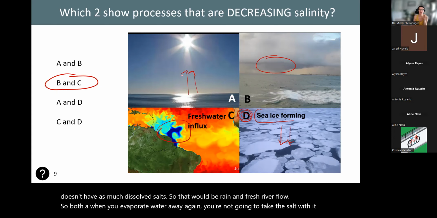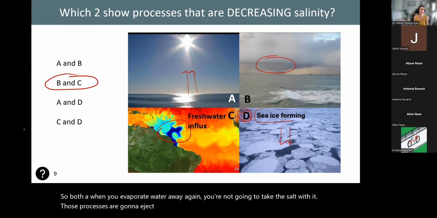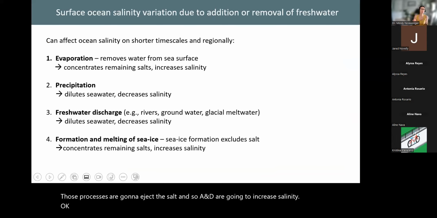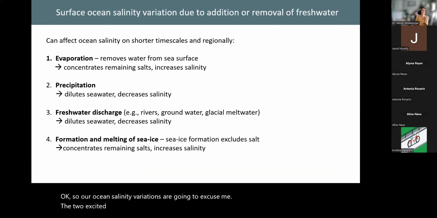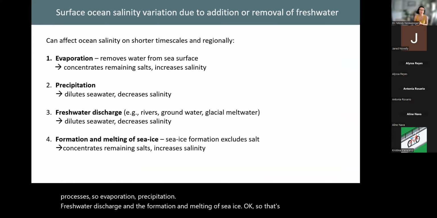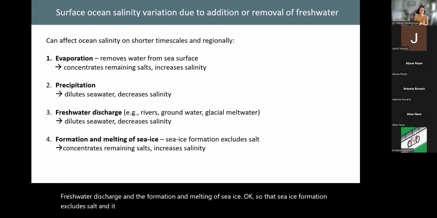Those processes are going to eject the salt. And so A and D are going to increase salinity. Our surface ocean salinity varies due to these addition and removal processes: evaporation, precipitation, freshwater discharge, and the formation and melting of sea ice. Sea ice formation excludes salt and it increases the ocean salinity.